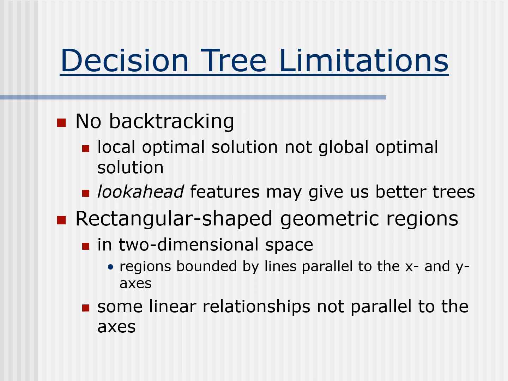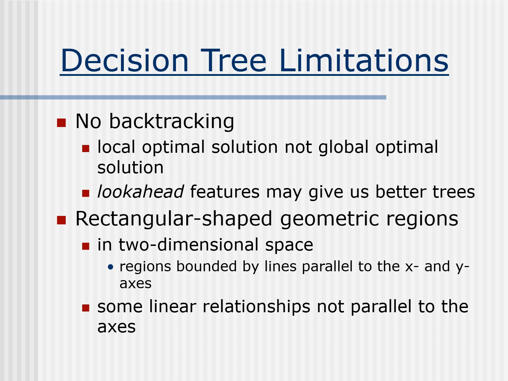Then, it definitely has some drawbacks also. The major drawback is that there is no backtracking. That is one of the major drawbacks of the decision tree. We can get only a local optimal solution. As of now we can get the best solution, but it's not a global optimal solution. Looking at the future may also give better trees. Basically there is no backtracking, and there are rectangular shaped geometric regions.